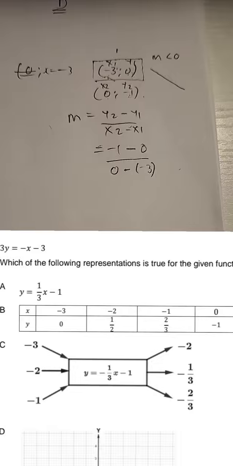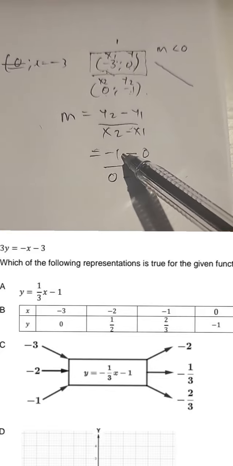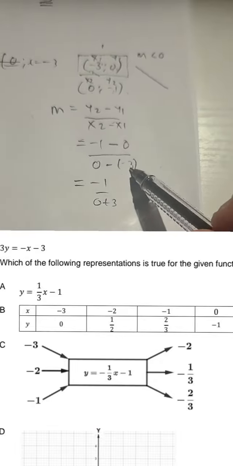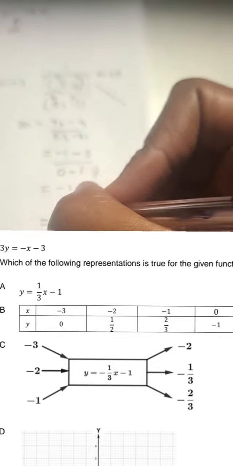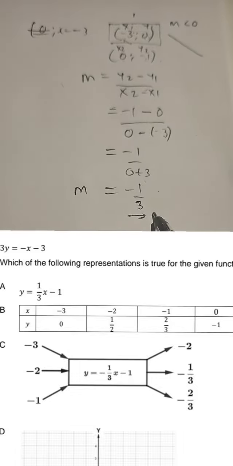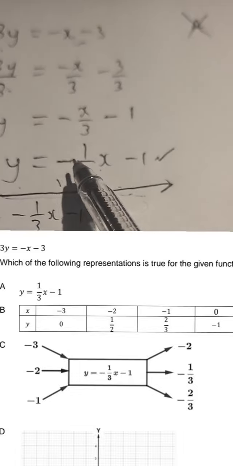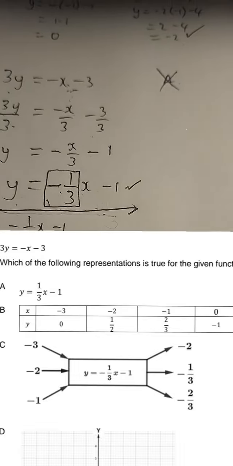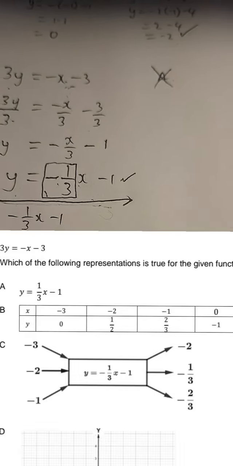Okay, then to calculate the gradient, -1 minus 0 gives you -1. 0 minus -3 is actually 0 plus 3, because a negative times a negative is a positive. And then that's -1 over, what's 0 plus 3? It gives us 3. So our gradient is -1 over 3, and it resembles exactly the gradient of the function that we basically expected to get. So far, I think we are good.